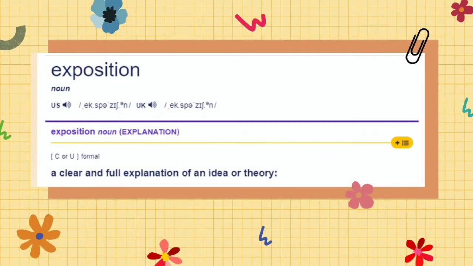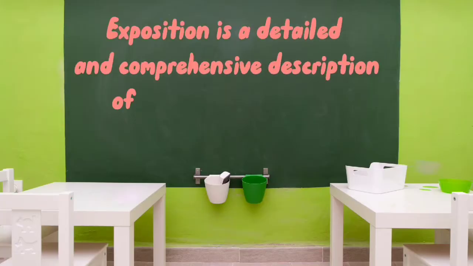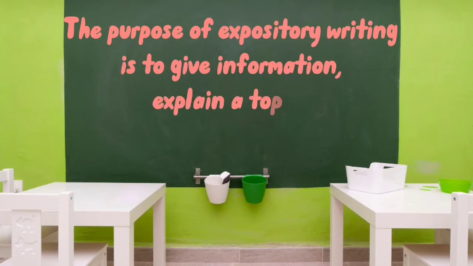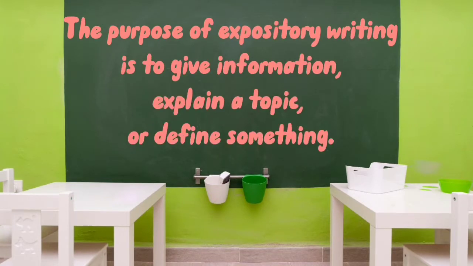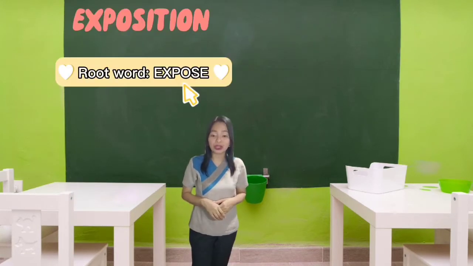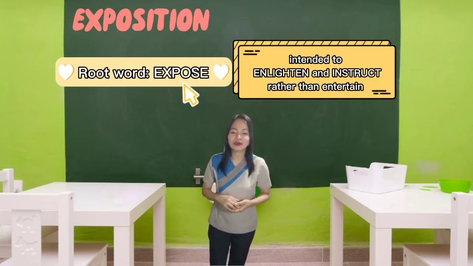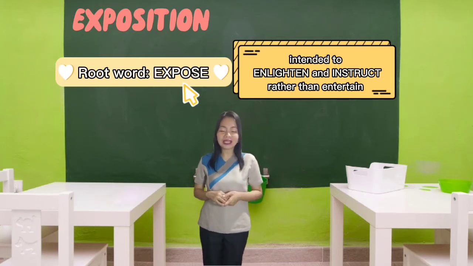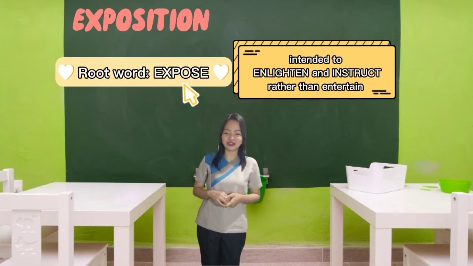According to Cambridge Dictionary, an exposition is a clear and full explanation of an idea or theory, meaning it is a detailed and comprehensive description of a concept or notion. The purpose of expository writing is to give information, explain a topic, and or define something. Its root word expose exposes the readers to a new topic and points that exposition or expository writing is intended to enlighten and instruct rather than entertain.